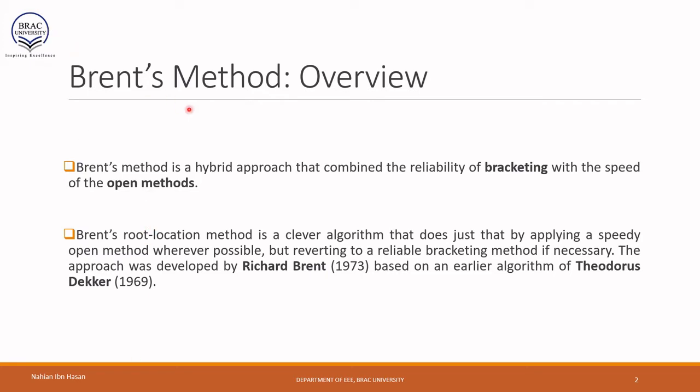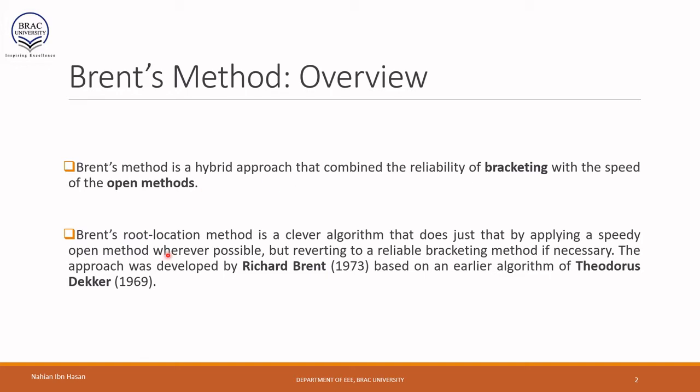So Brent's approach is that we always use the speedy open method wherever possible. That means either we can use the secant method or the Newton-Raphson method, and in some cases wherever it is necessary we will use the bracketing method. So throughout the whole procedure, at all locations we are going to use the speedy open method, but at some crucial points, at some complex root finding locations, we are going to use the bracketing method. So there is no separate method here, rather there is a combination of the bracketing and open methods.